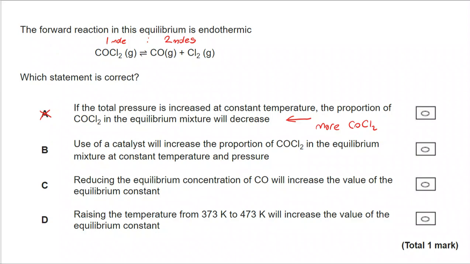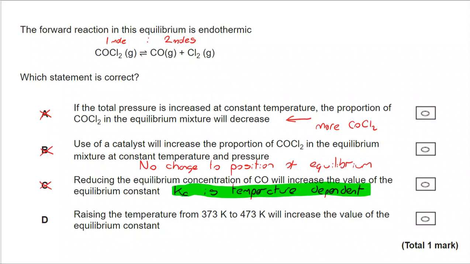If we move on to part B, using a catalyst does not change position of equilibrium, it changes how quickly you get there. If I move to part C, reducing equilibrium concentration will increase the value of the equilibrium constant. This is dependent on you remembering that Kc is temperature dependent only. Kc is fixed for a specific reaction at a specific temperature. That means C can't be correct.